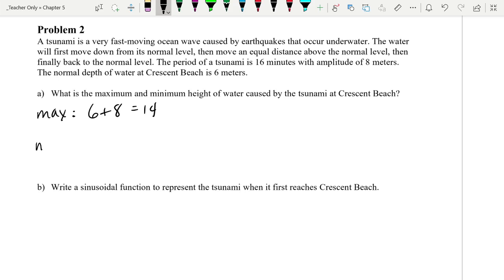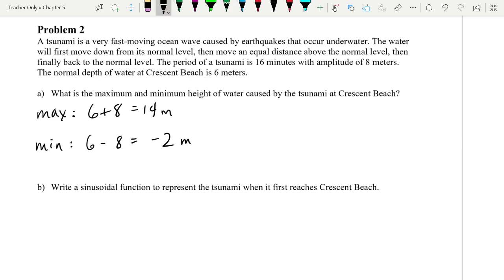The minimum would be the 6 minus the 8, which is negative 2 meters. And I guess I should put meters on these. I lose my half mark for units there. Right? And again, how could the water level be minus 2 meters? In other words, it would drop first before the tsunami hit. All right. So there's max and min.